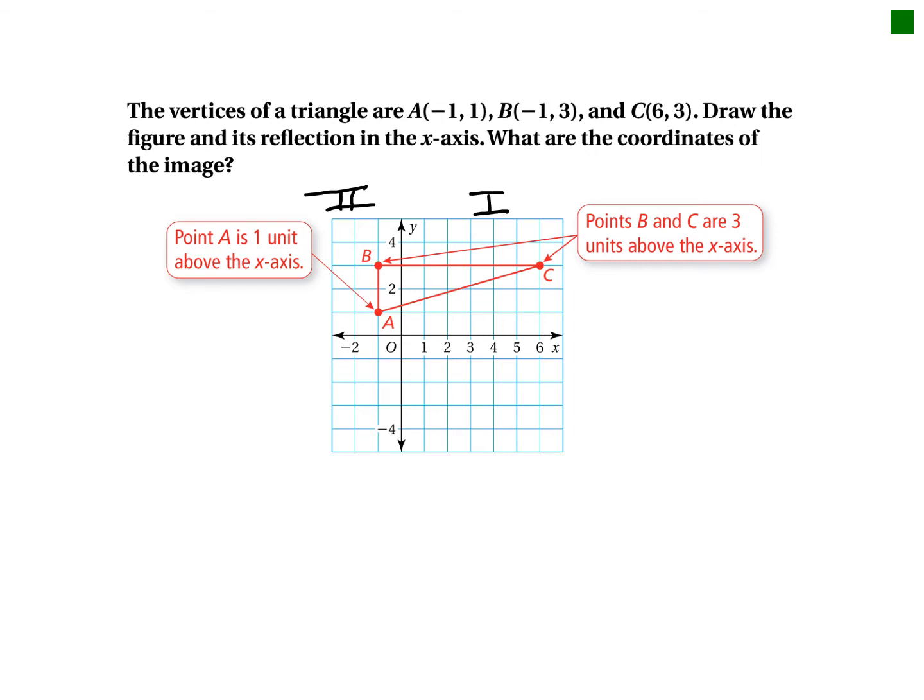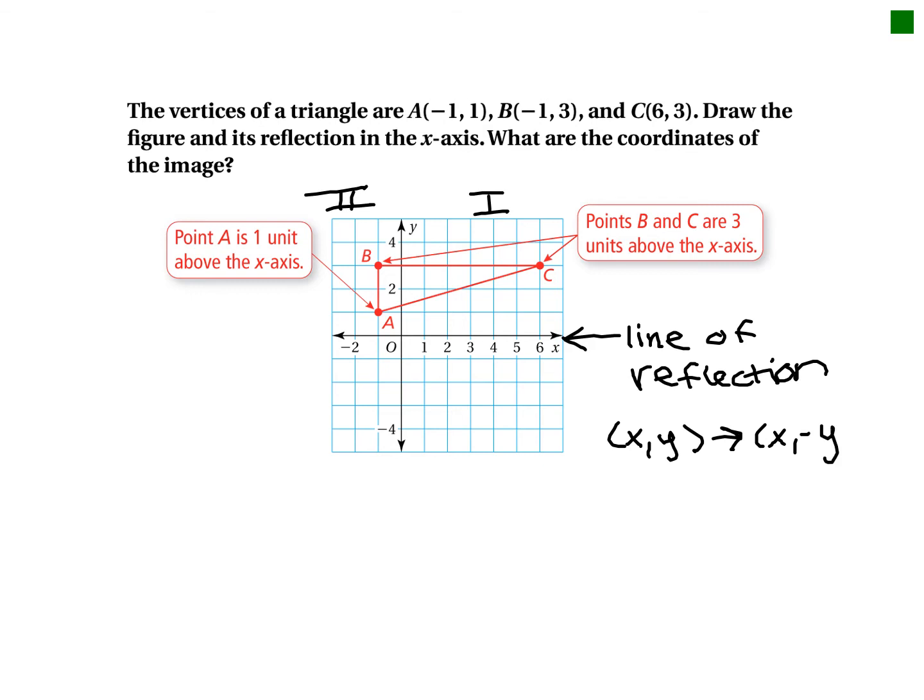And we are going to draw the figure that is reflected in the x-axis. So we're going to reflect here. This is our line of reflection. Okay, if we're reflecting in the x-axis, our algebra told us we'll take the opposite of our y's. We'll take the opposite of our y's.